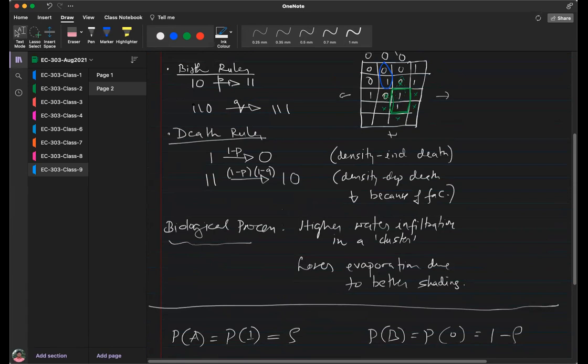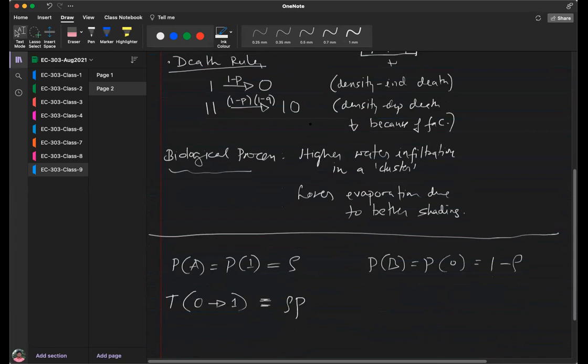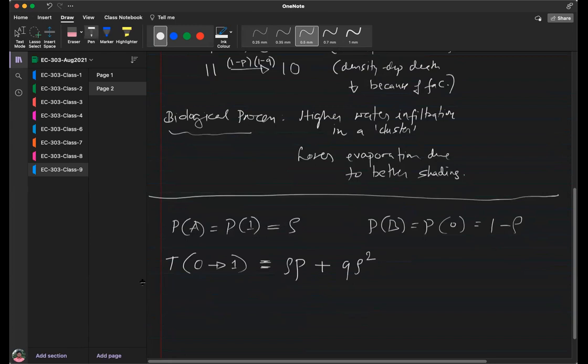But you can have the additional birth rate now. 1 1 0 can become 1 1 1. How does that happen? Two neighbors must be occupied. Do you agree with this? If one neighbor was occupied, the probability of birth is p. If two neighbors are occupied, that becomes rho times rho, right? Both of them must be occupied, and then you multiply it by q. That's the transition rate for 0 to 1.